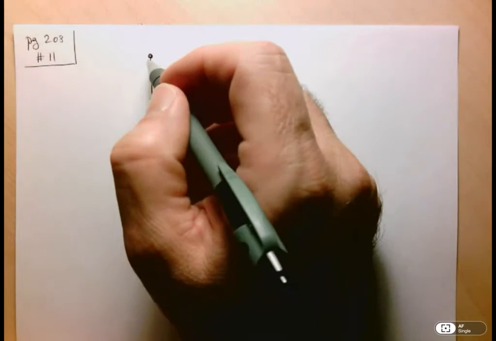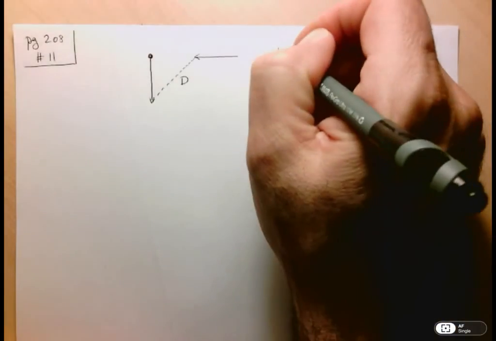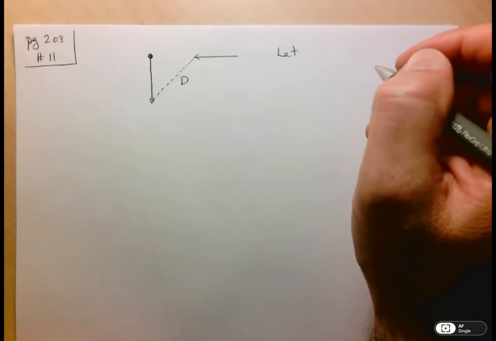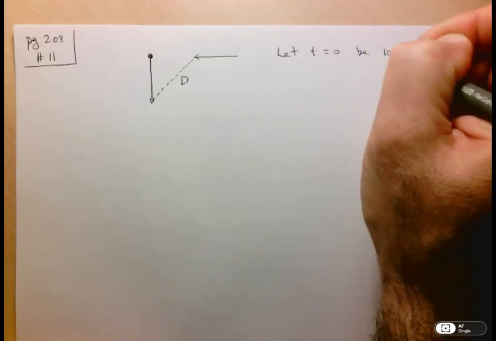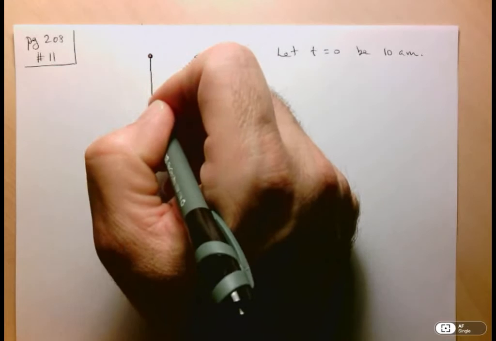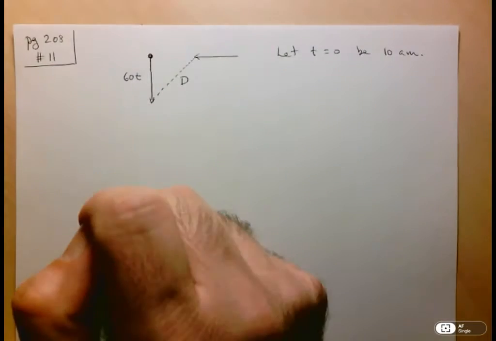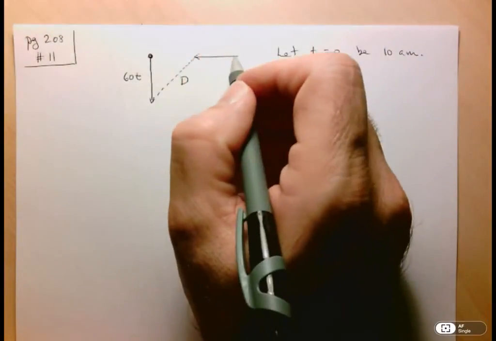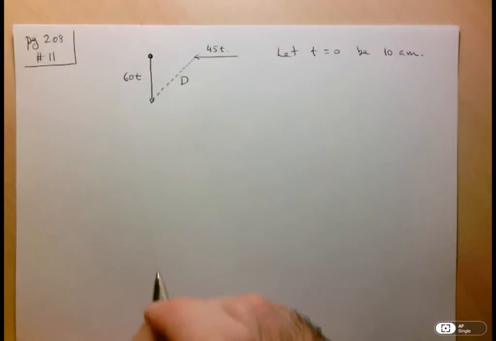So let's start with train A. It's moving at 60 kilometers per hour. So I'm going to let t be the time elapsed from 10 o'clock. So we'll let t equals 0 represent 10 a.m. That means that this train, since it's going at 60 kilometers an hour, would have traveled 60t kilometers. Now, in that same time, the second train would have traveled 45t kilometers.